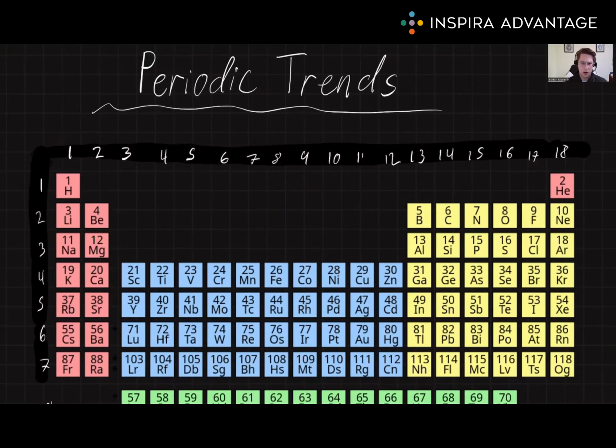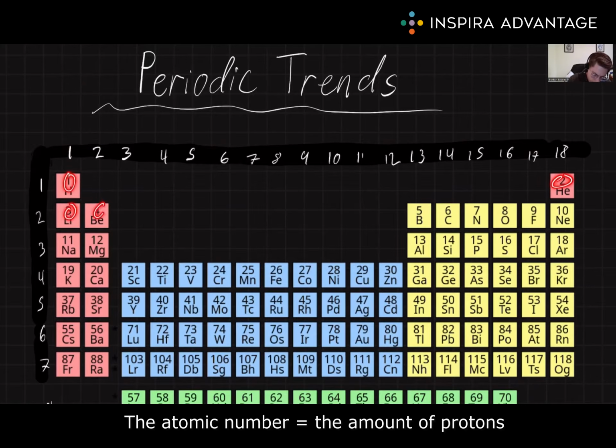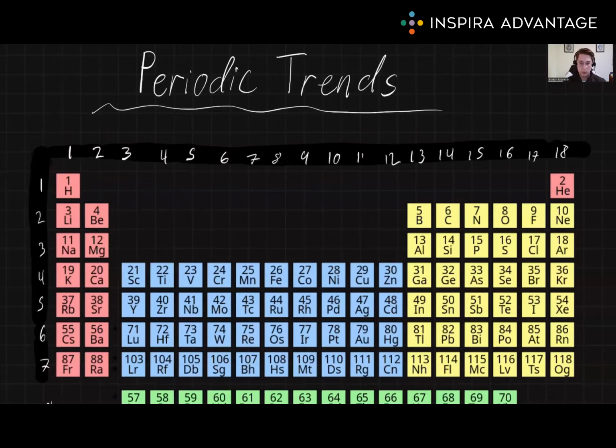Let's start by looking at the periodic table as a whole. As we move from left to right on the periodic table, we notice that the atomic number, or the number of protons, increases. So the atomic number is just 1, 2, 3, 4, 5, 6, and so on and so forth. As the number of protons increases, we will have a greater pull on surrounding electrons. This trend is called the Z effective charge, and it increases from left to right.